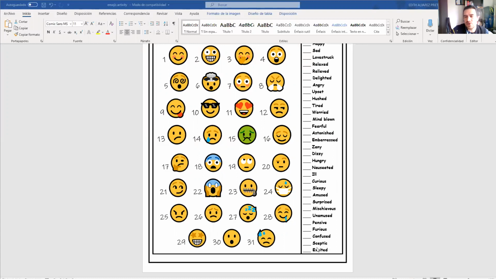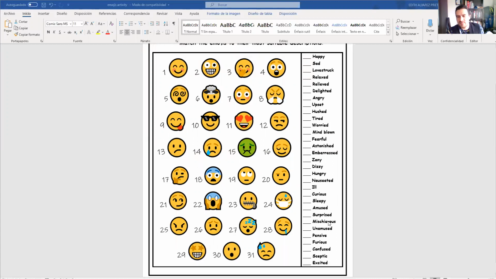Okay, so match the adjective with the emoji. Okay, that's no more. That's it. Okay, just to check some new adjectives, porque esos adjetivos siempre los vamos a usar. Listo, entonces es bueno que los tengan presentes. Okay.